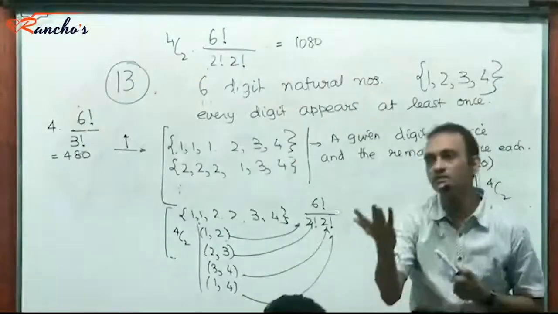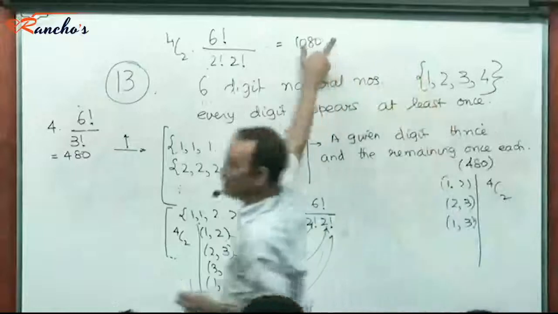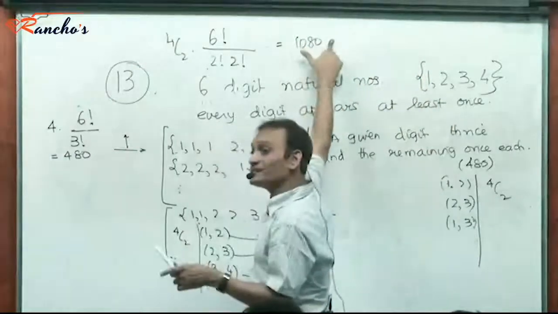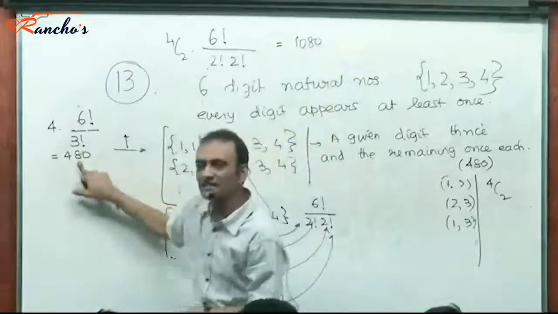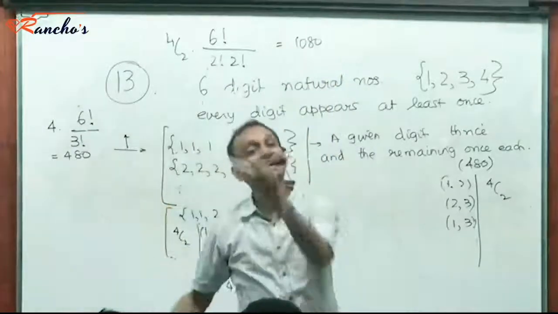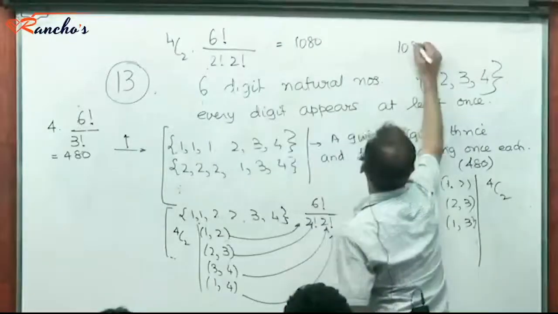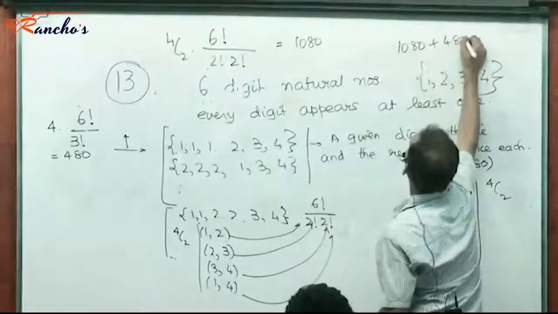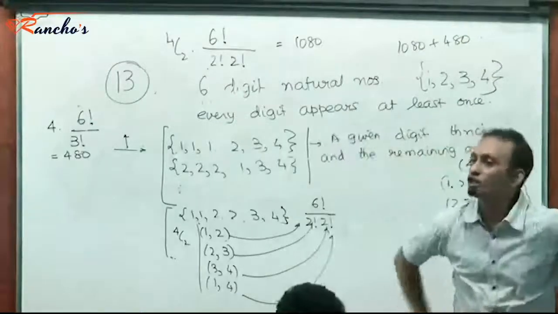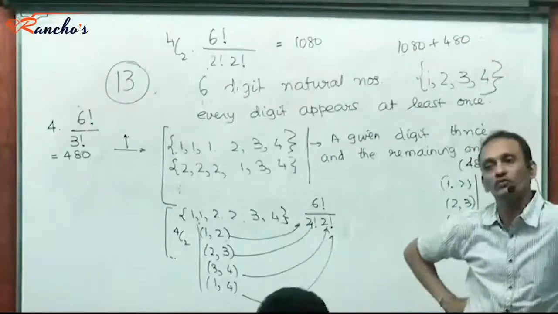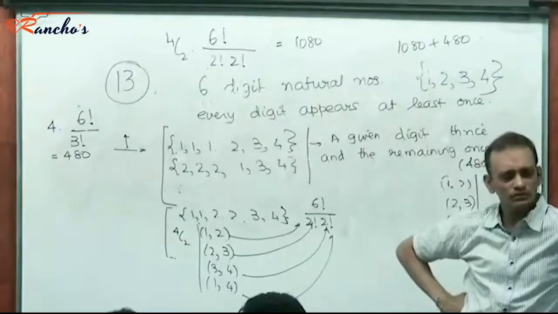Yes, please ask. Is it clear? So 1080 in which 2 numbers are repeating twice, and 480 cases in which 1 number is repeating thrice. So total cases would be 1080 plus 480, which is 1560 cases in all. Is that okay or not okay with you?